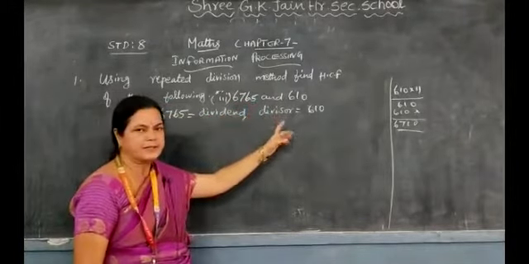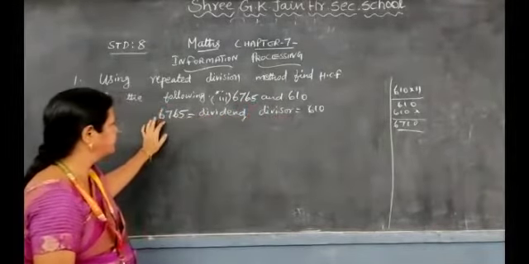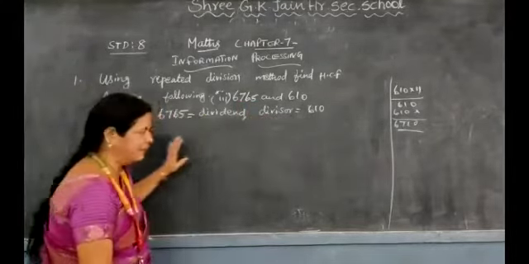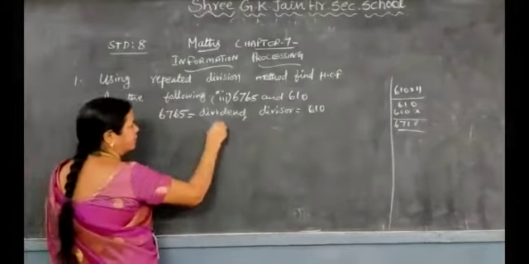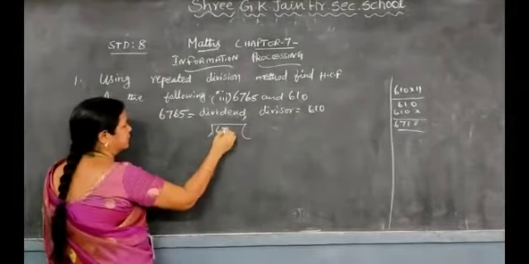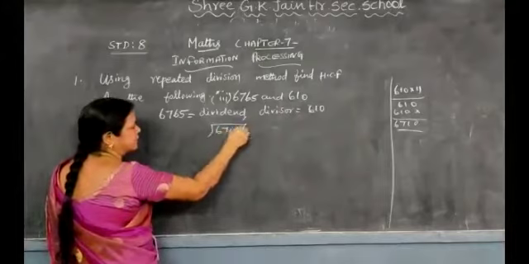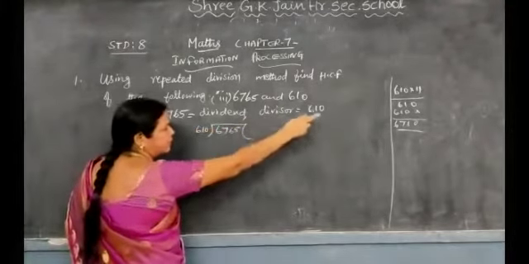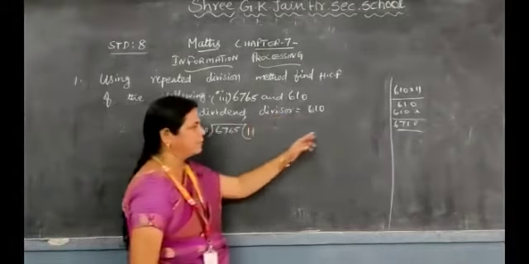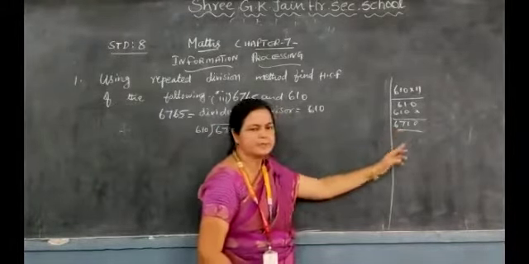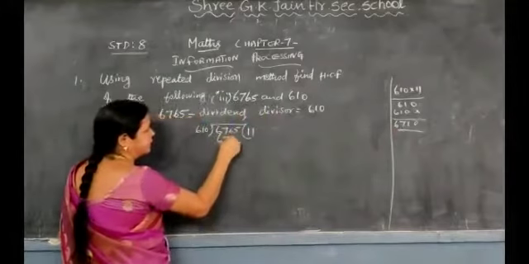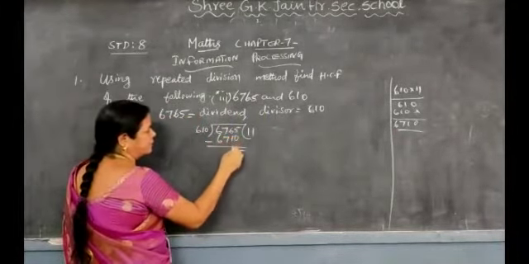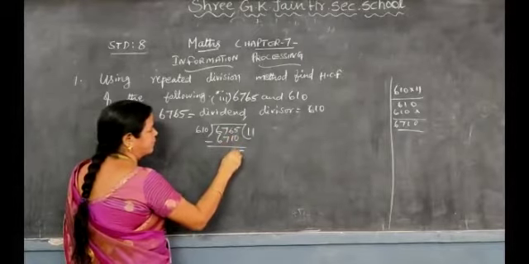6,765 and 610. See here, 6,765 we are taking that as a dividend and the divisor is 610. Now see here, you have to take 6,765 as the dividend and 610 as the divisor. So how many times it will go? 11 times. So 11 times how many times? How much you are getting? 6,710. So apply that. So if you are minusing, 6 minus 1, you will get 5.